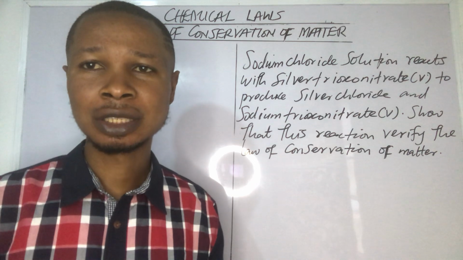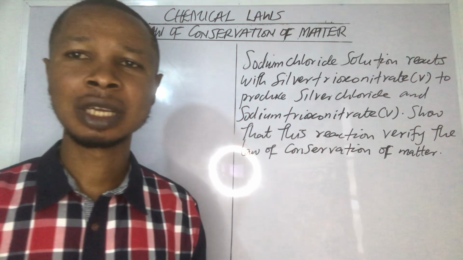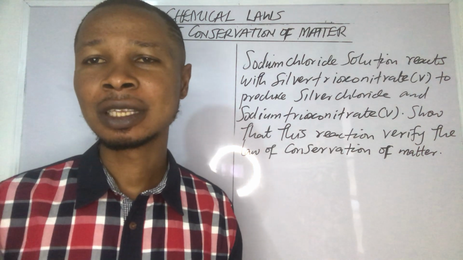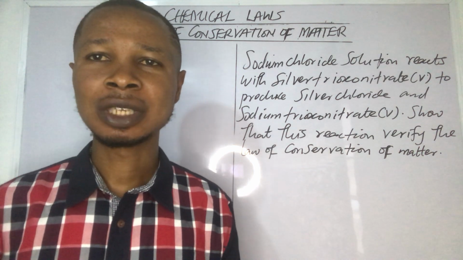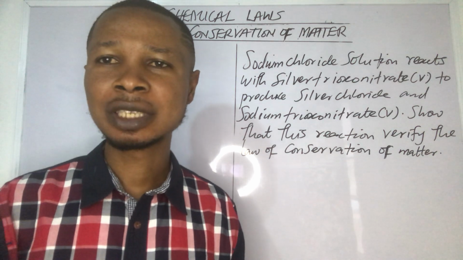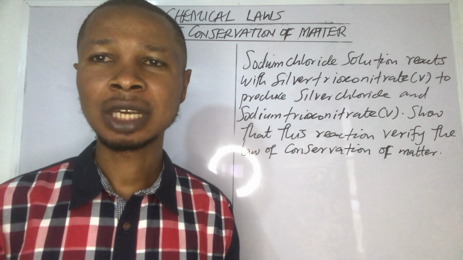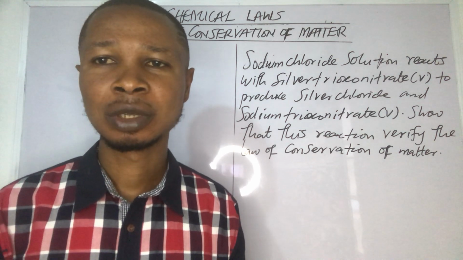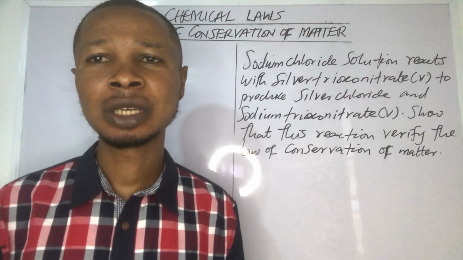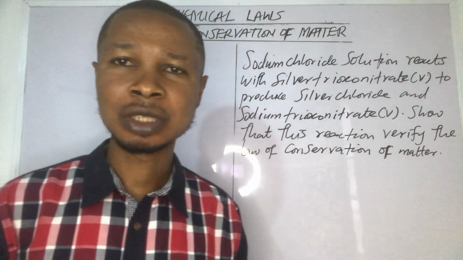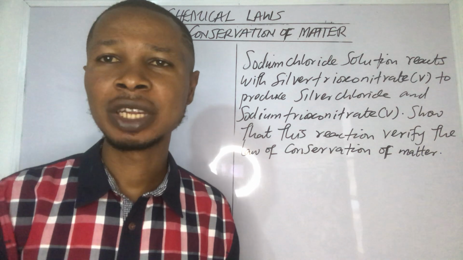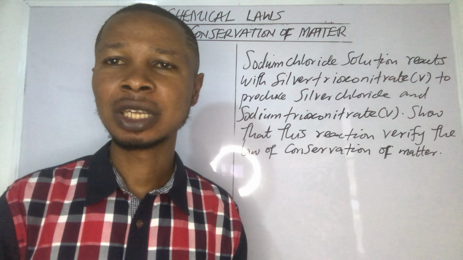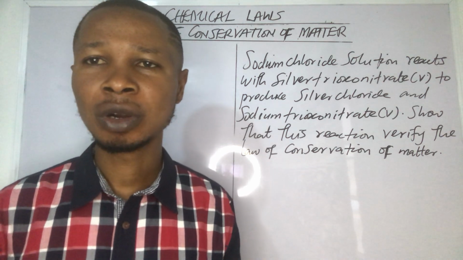The law states that matter can neither be created nor destroyed, but can be transformed from one form to another in the course of a chemical reaction. What does it mean? It means that when compounds react with each other, the sum of the reactants must be equal to the sum of the products.